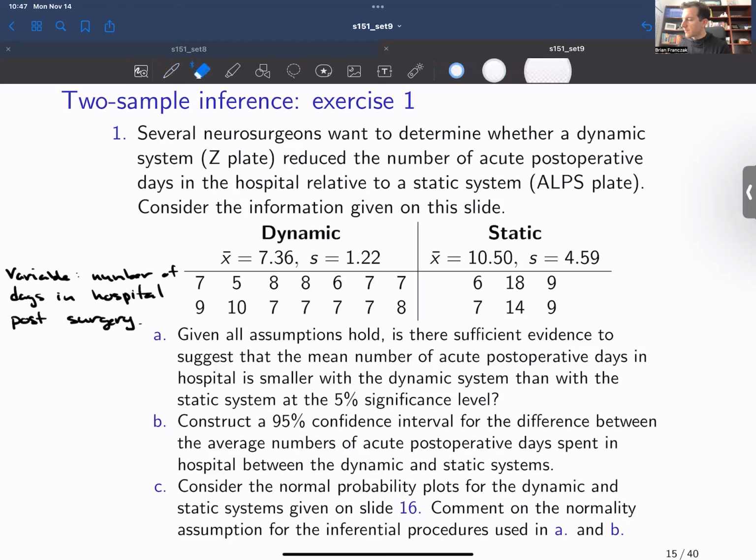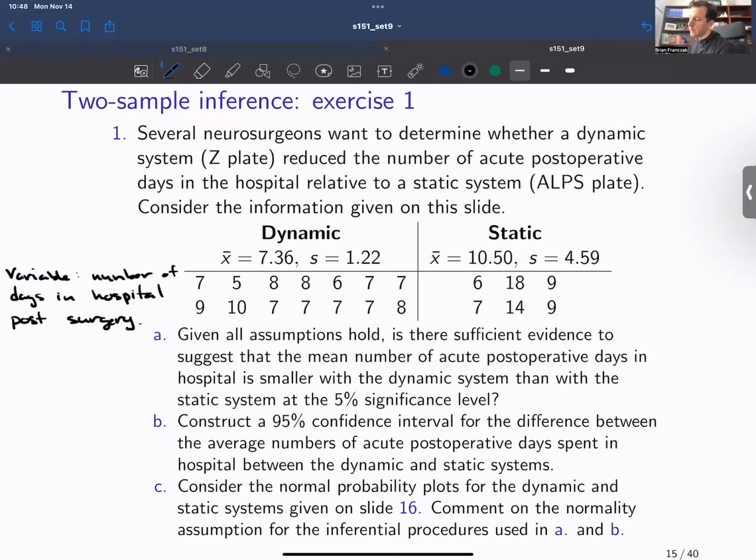Okay. The static system, we have the same variable. It's just from a different population this time. We have 6 patients here, and this is the number of days these 6 patients spent in hospital post-surgery. So you can see that the average number of days here is 10.5, which is bigger than the average number of days for the dynamic system. And the standard deviation here is 4.59, which is also much larger than the standard deviation associated with the dynamic system.